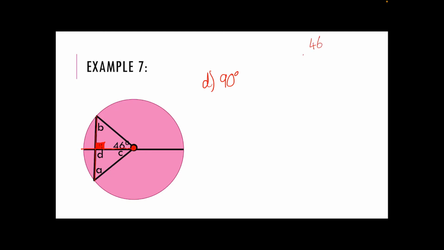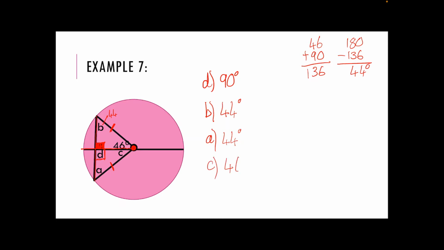So 46 plus my 90 is going to be 136, and 180 take away 136 is going to be 44 degrees. So angle B is 44. We can then write down that A, because this is a radius and this is a radius, A is going to match angle B and be 44 degrees. And then because D is also 90, we know that C is going to match that original 46 degrees. I've filled in all 4 letters, so I know that that is me answered the full question there.